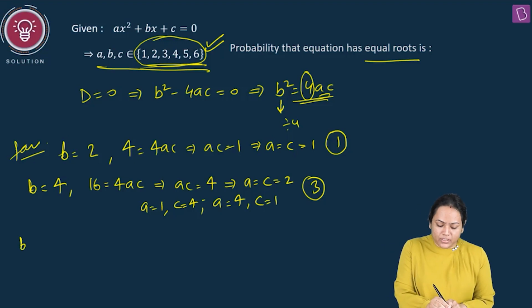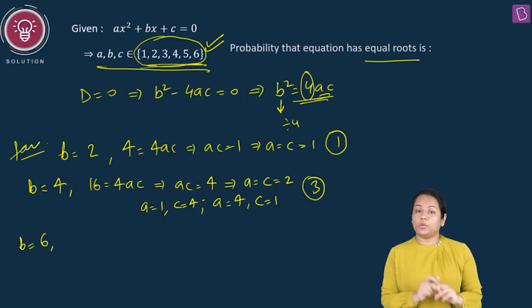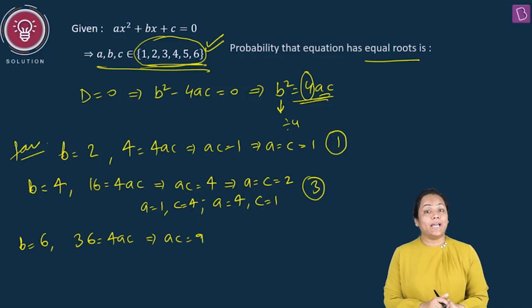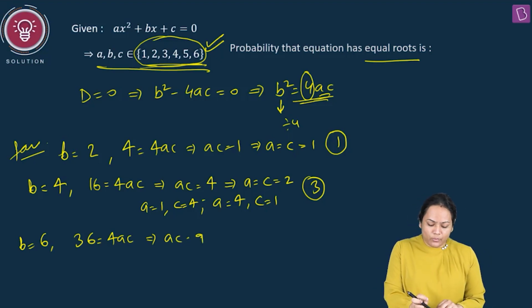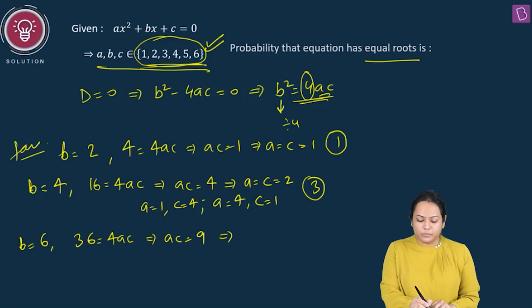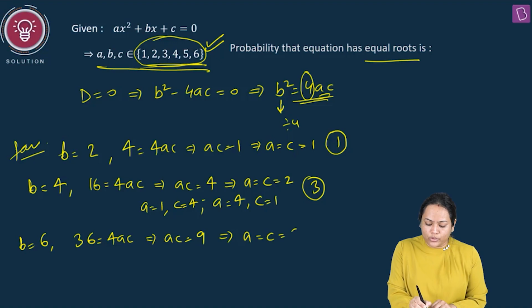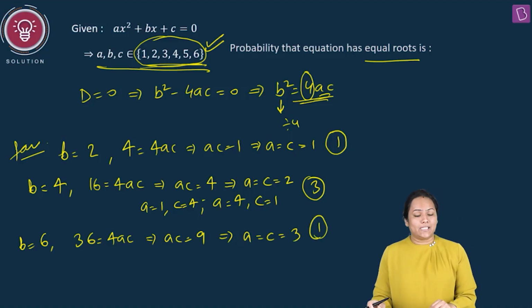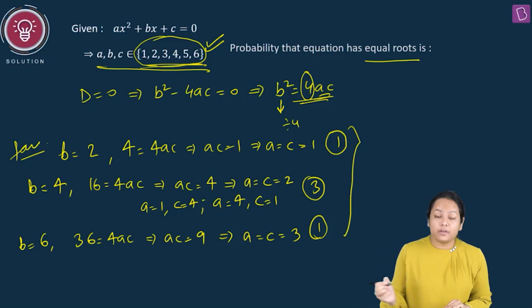Similarly, moving further, when I put B is equal to 6, because again 5 is not at all acceptable, I am going to get 36 is equal to 4AC. That means here my AC will be equal to 9. And if my AC value is equal to 9, there is only one possibility that A and C both should be equal to 3. So it's going to give me again one case. So if I see the total favorable cases over here are 5.